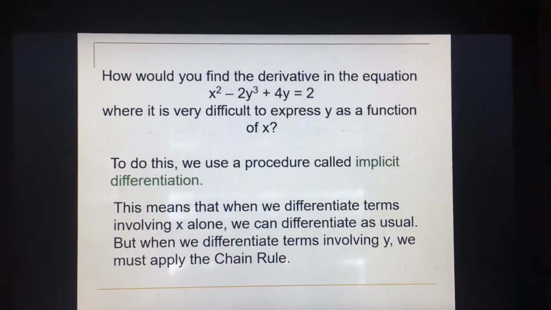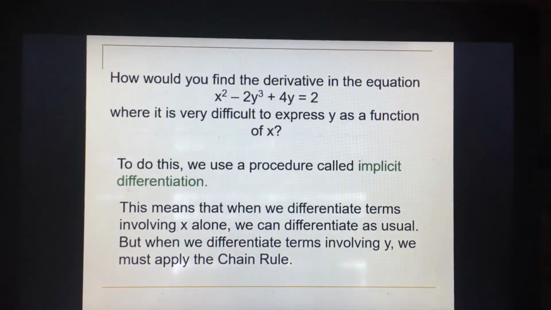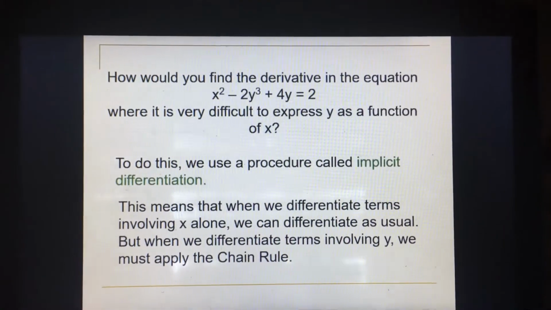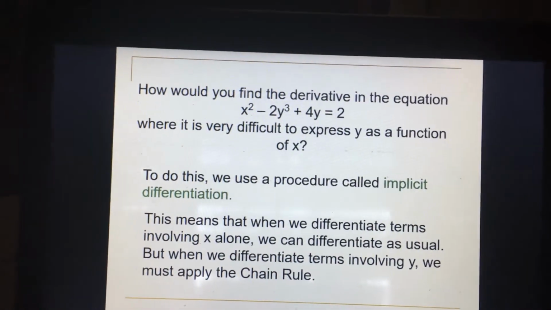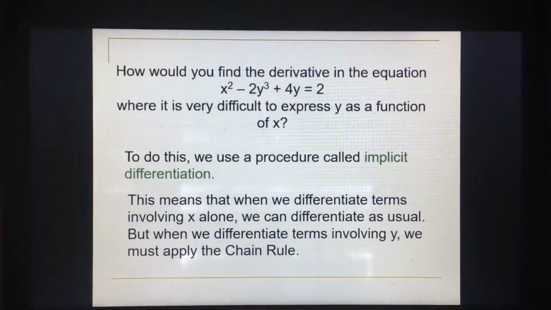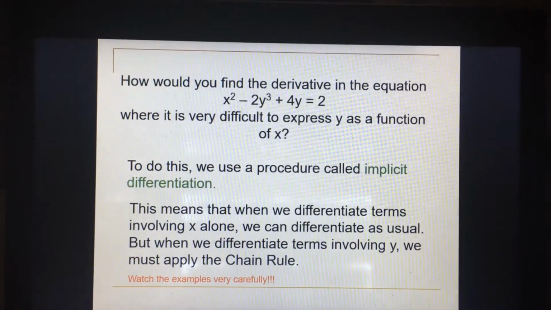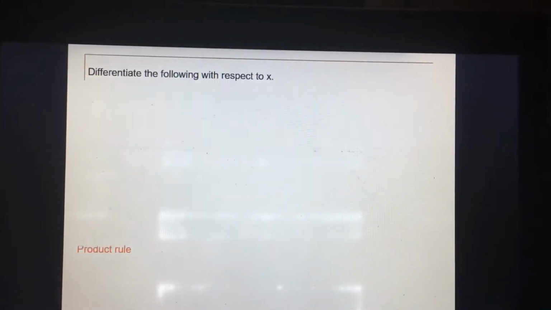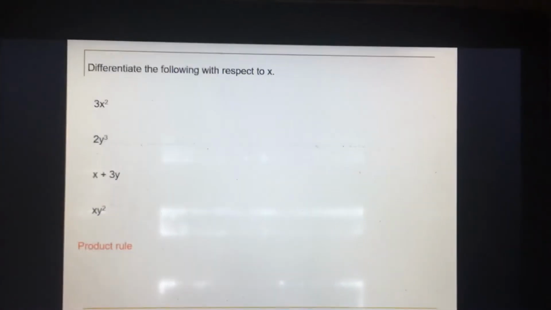So ano ba ibig sabihin ng implicit differentiation? So it means that when we differentiate terms involving x alone, we can differentiate as usual. But when we differentiate terms involving y, we must apply the chain rule process. So watch the examples very carefully. Now, the instruction, differentiate the following with respect to x. So we have 4 examples.